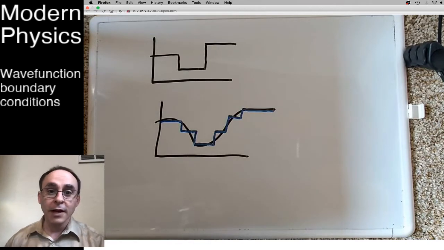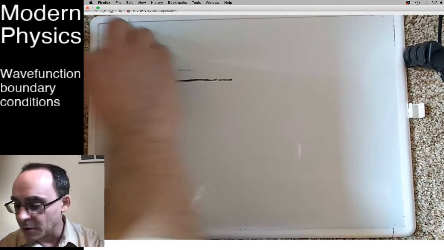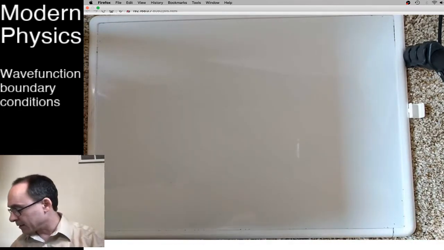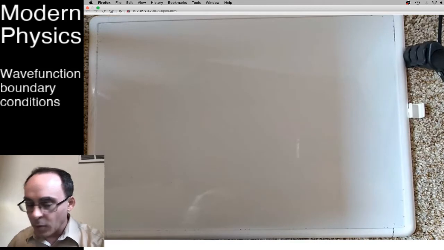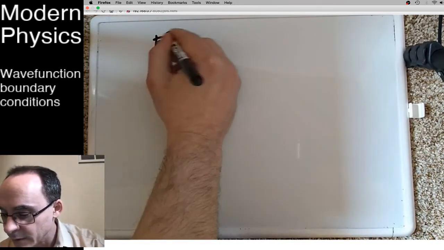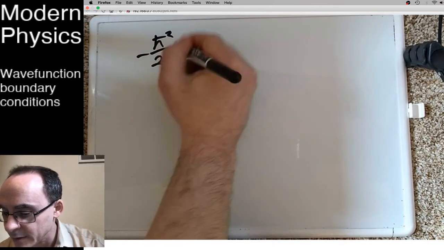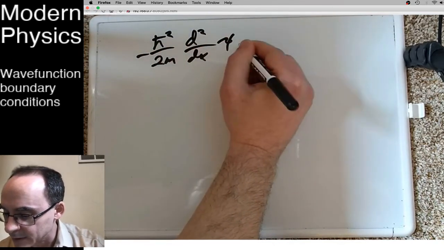So in order to do that, we need to know how we can stitch those things together and what the conditions are that we can use for that. So that's what this video is about. So what do we want our wave function to look like? Well, let me again write out the time-independent part of the Schrodinger equation, because that's what we're basically solving here.